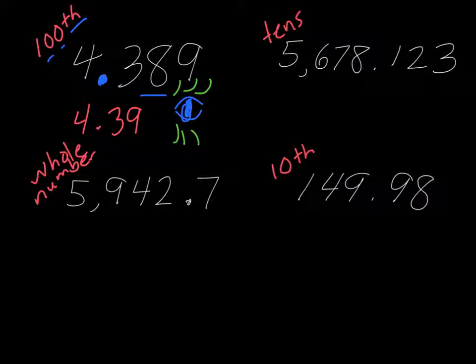Now notice the 4 and the 3 do not change. Everything to the left of that place value stays the same. Everything to the right disappears once we round.